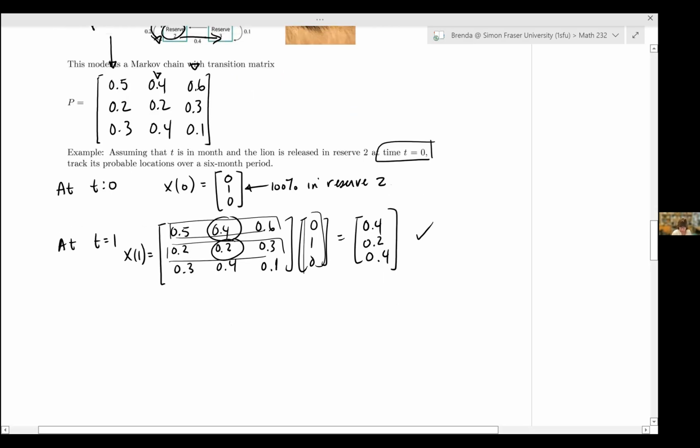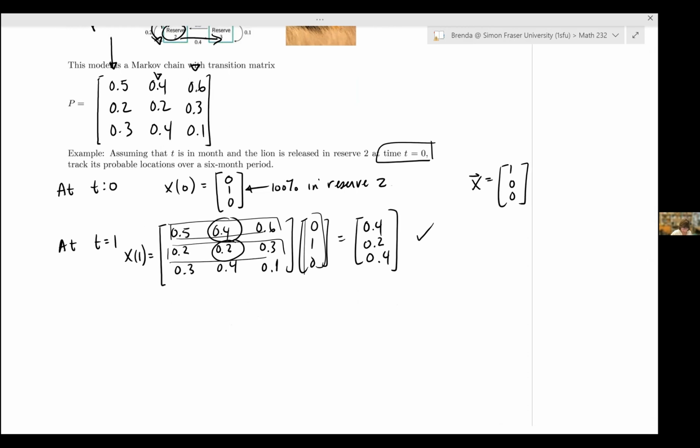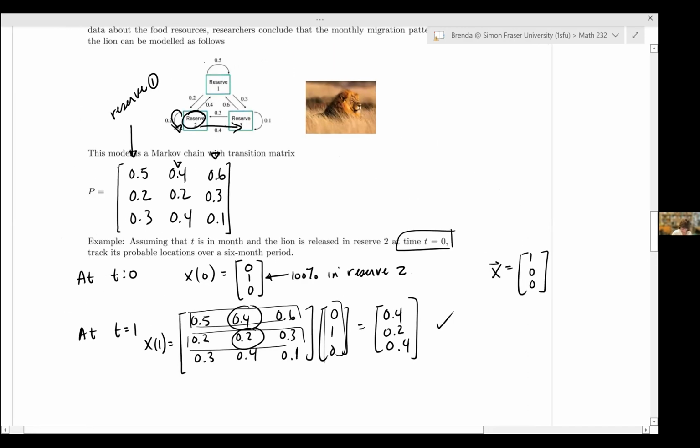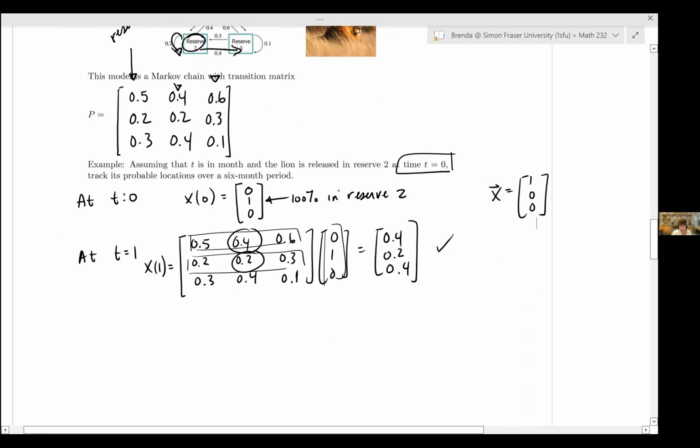You could do the same thing starting with a lion that is in reserve 1, and then multiplying by this. Then you should pick up the numbers for reserve 1.